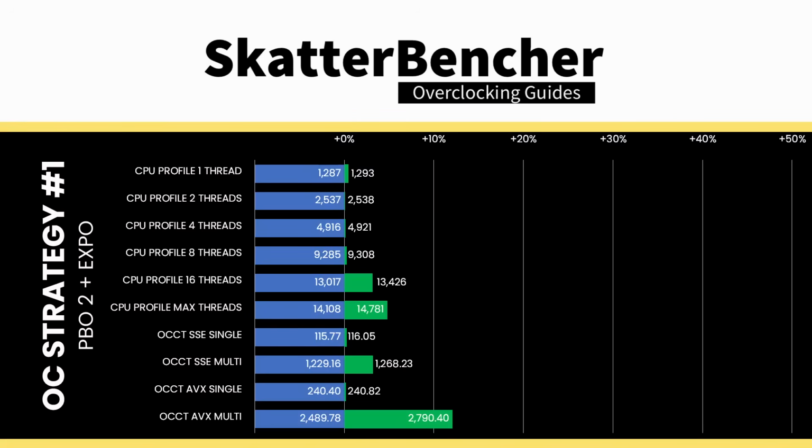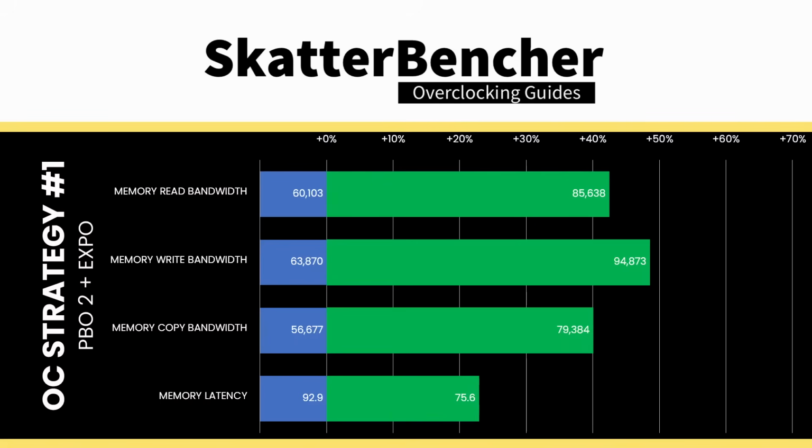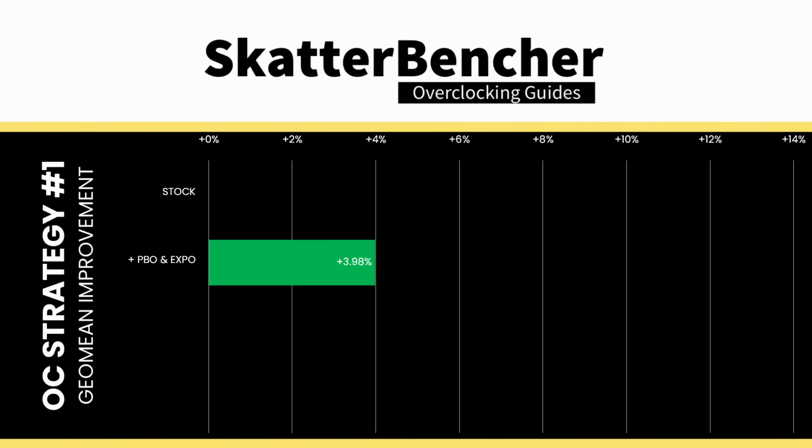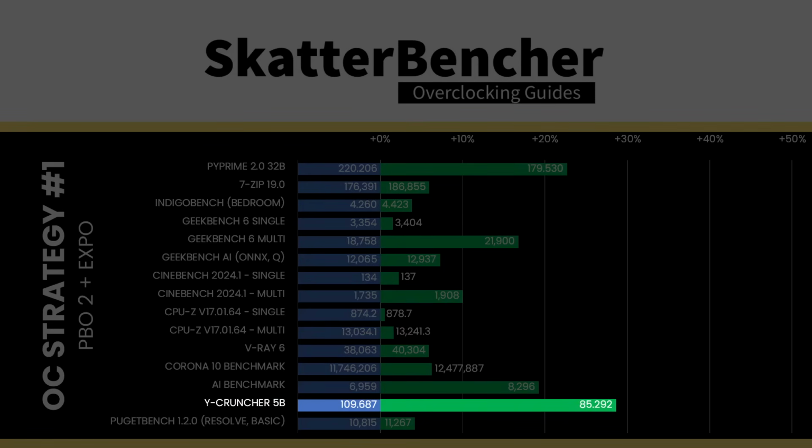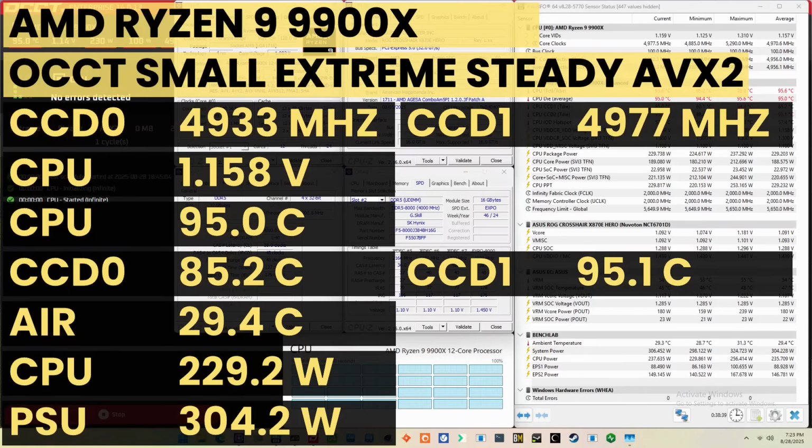By enabling PBO, we can pretty much double the power budget. Combine that with enabling higher memory speeds, and it translates into pretty decent performance gains across the board. The geo-mean performance improvement is plus 3.98%, and we get a maximum benchmark improvement of plus 28.60% in Y-Cruncher.